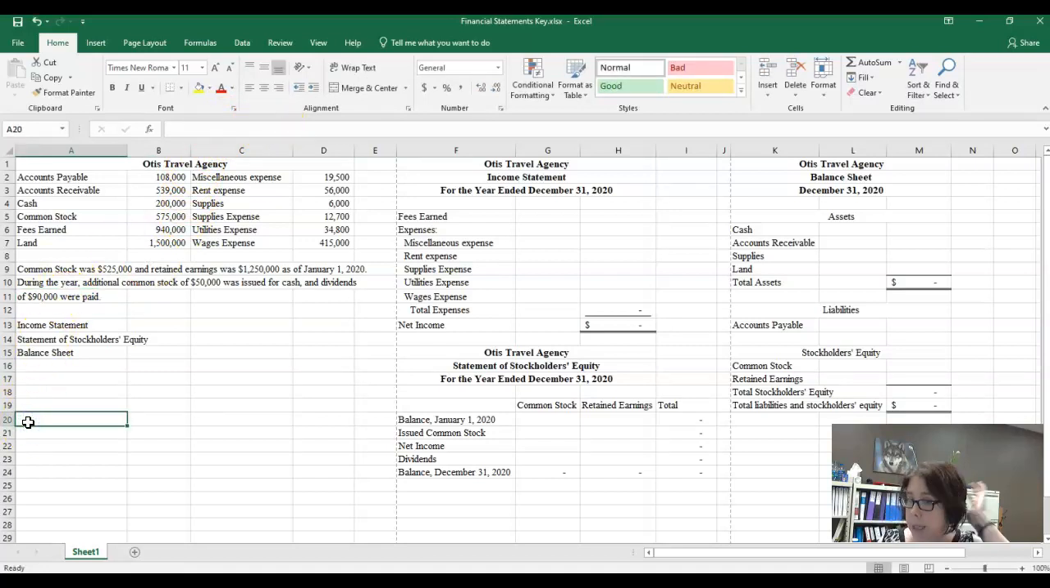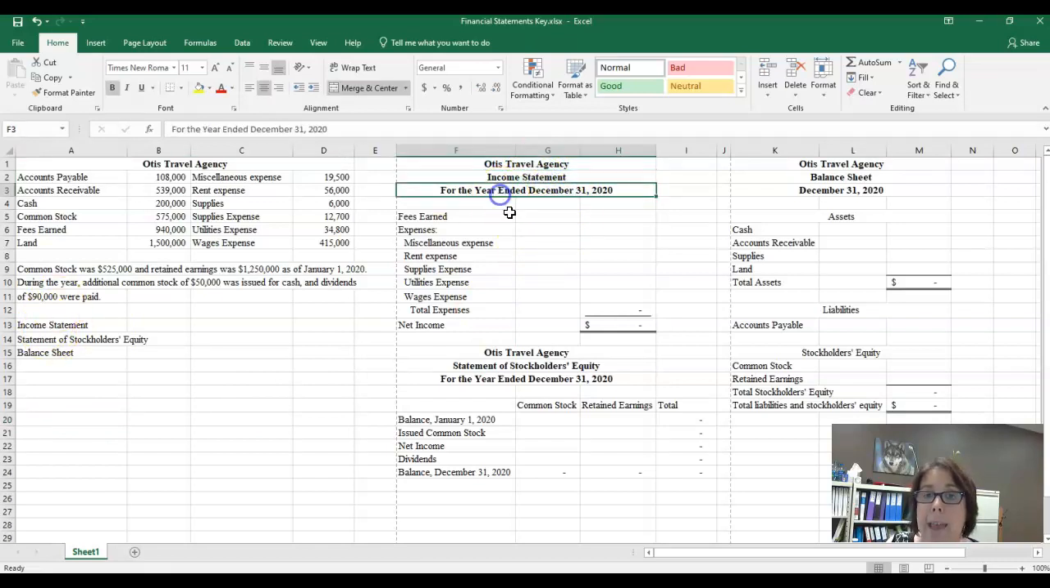So just to save a little bit of time, I have already categorized these, but we'll go through these one by one. So we always do the income statement first, and the date of this is for the year ended December 31st. I did 2020. The for the year ended is extremely important because there's one of these statements that doesn't use for the year. I apologize, it uses a certain date.